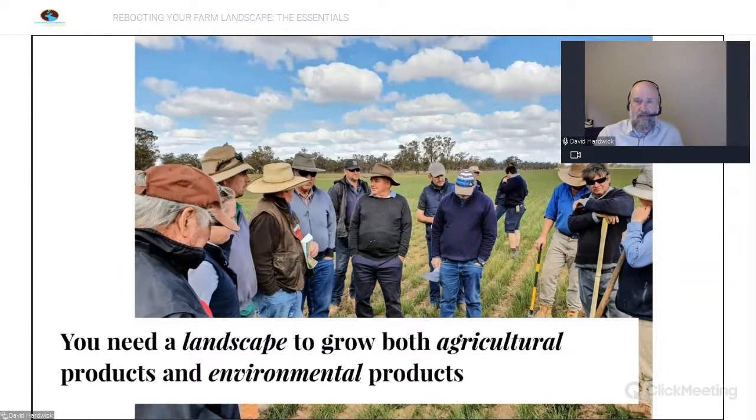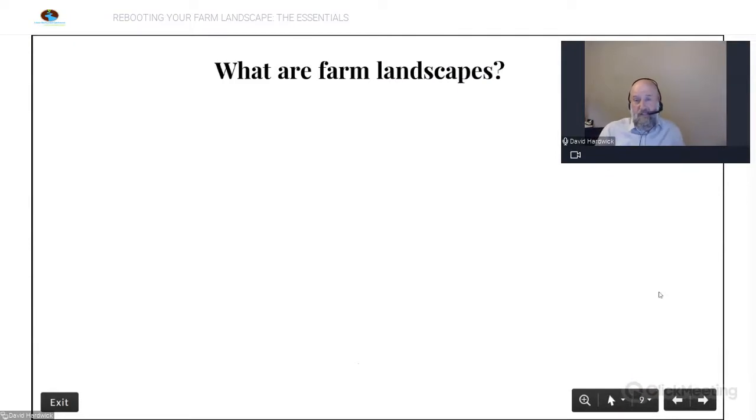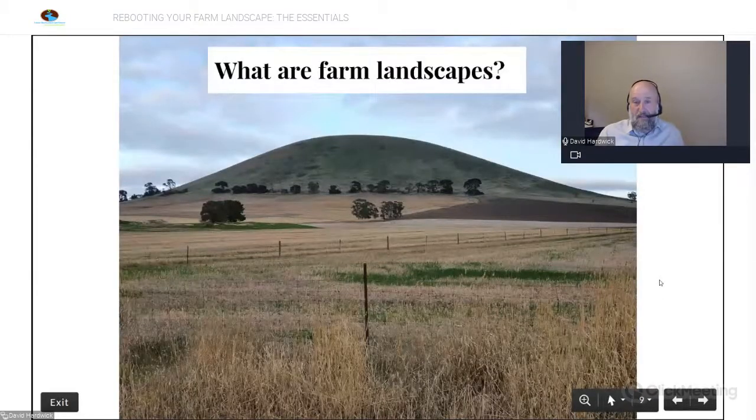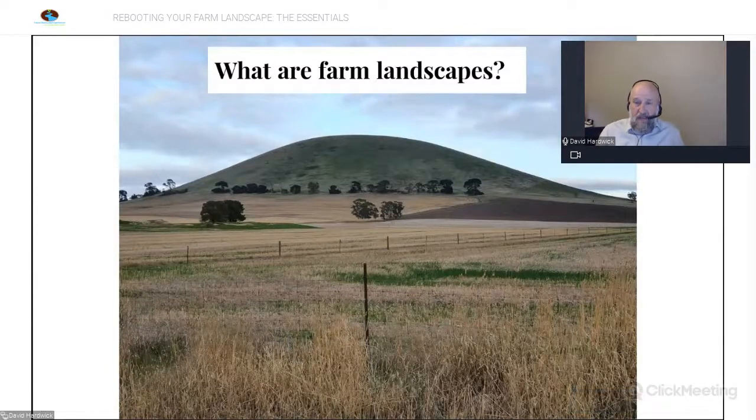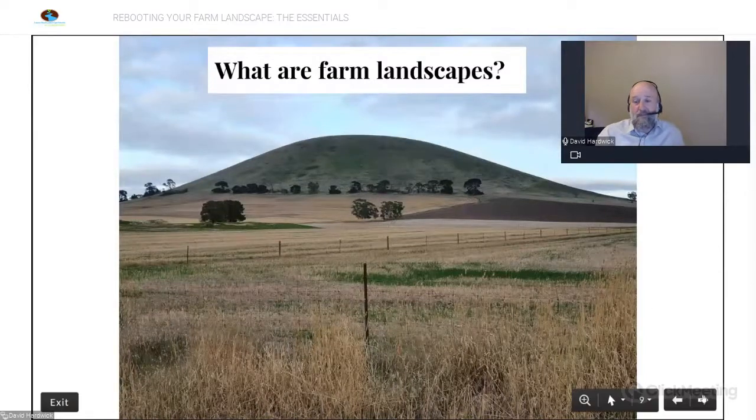So we need to think a little bit more holistically and broadly when we're making management decisions. So I guess the question is at this point, what are farm landscapes? Here's a Western Victorian landscape on volcanic country, and you can see fences and paddocks under different stages and different management, a few trees here and there. So I guess what is a farm landscape?